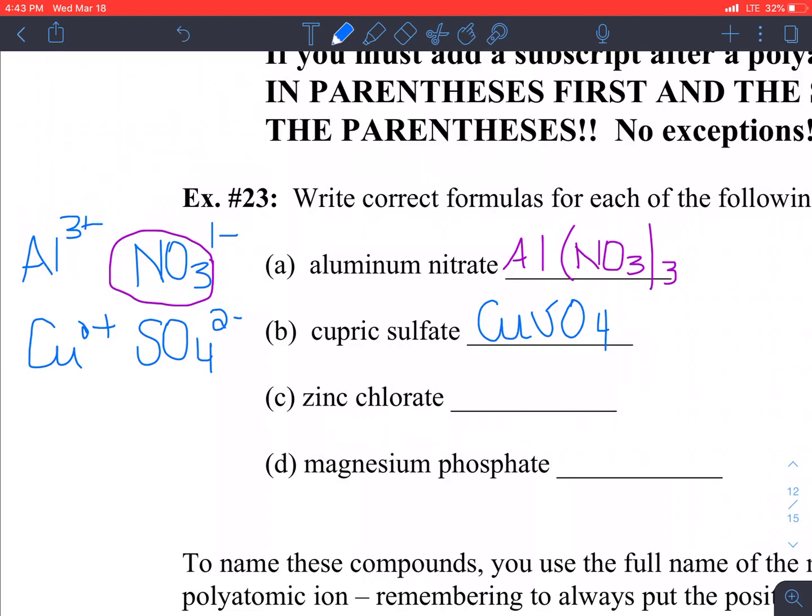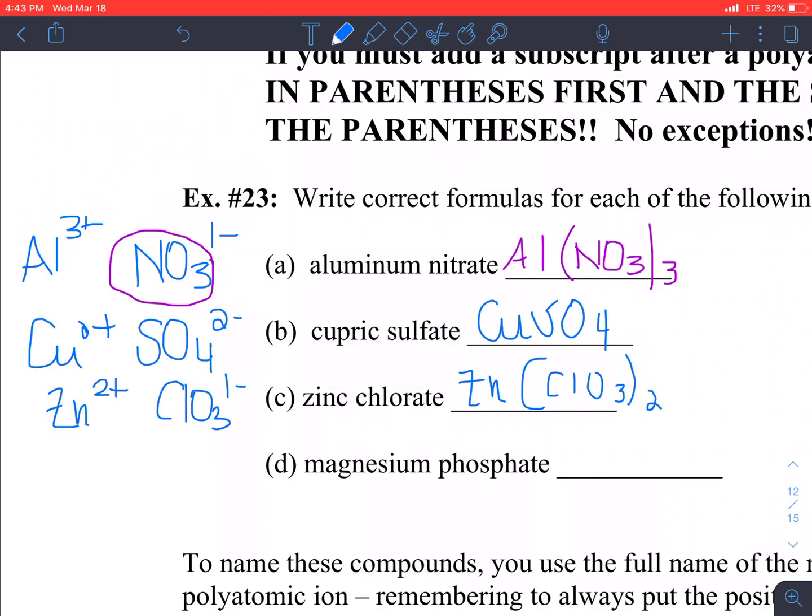Okay, on C, let's do a few more. Zinc is a 2+, chlorate is ClO3 1-. Because the charges don't match, we can't just cancel them out and make them 1-to-1. We are going to need how many chlorates? Well, we'll need 2 of them.